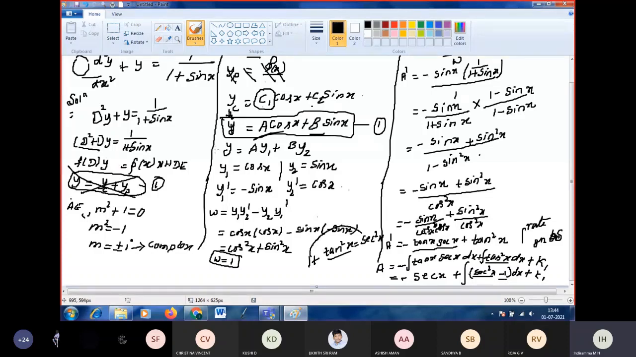So therefore we can write here: a is equal to minus secant x plus integration of secant square x, which is tan x, minus integration of 1 with respect to x, which is x, plus the integrating constant k1. This is the value for a.